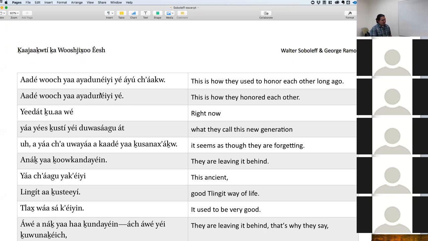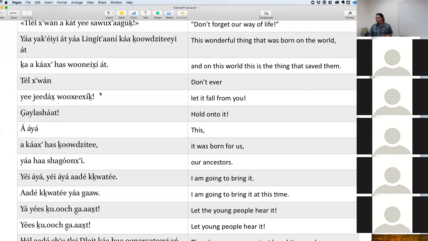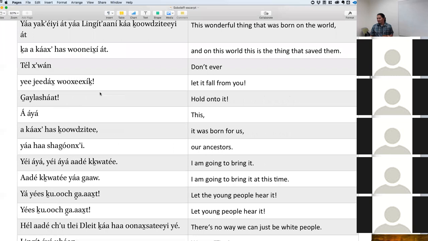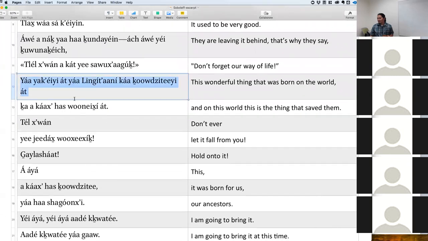But then there's a little section, I think, right here, maybe. Yeah, yik'ei at the tlingit anu ka kutzit yi'at. It's a wonderful thing that was born on the world. And yeah, there's just so much good stuff in there.